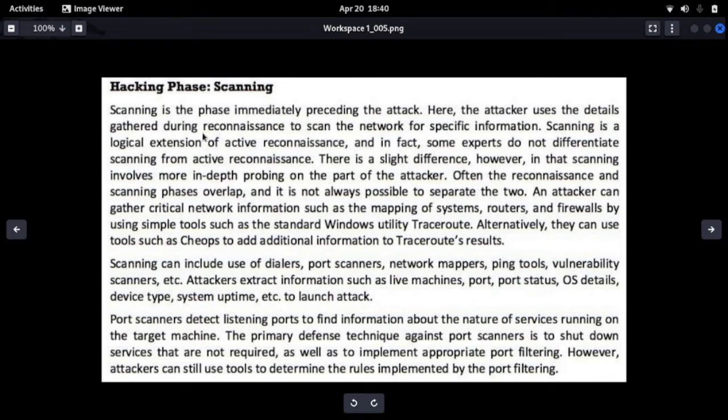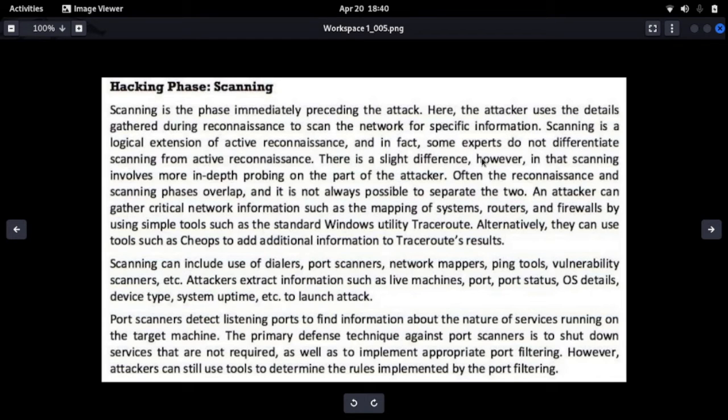Okay, let's look at the second phase of hacking, which is scanning. Scanning is a phase immediately preceding the attack. Here, the attacker uses the details gathered during reconnaissance to scan the network for specific information. Scanning is a logical extension of active reconnaissance. And in fact, some experts do not differentiate scanning from active reconnaissance.